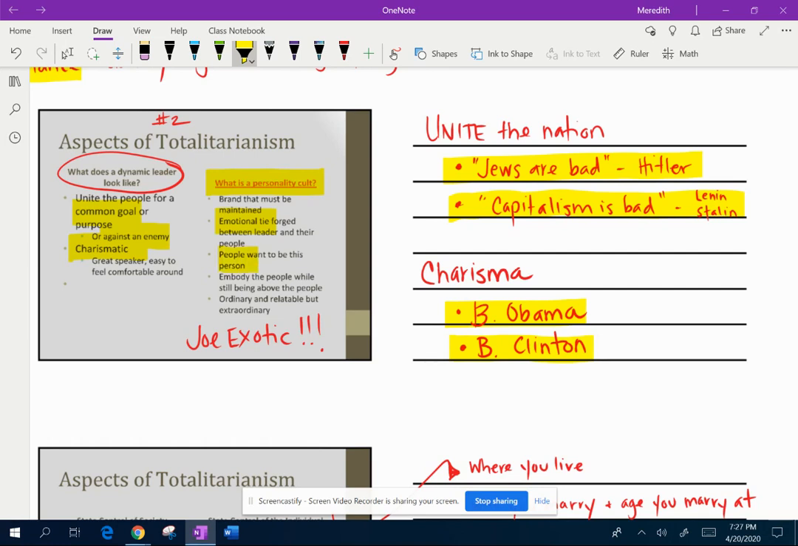And then you want people to want to be you, right? You want everyone to think that your life is super great and amazing. And so everyone wants to grow up to be like you, and you want to be able to be personable while still being extraordinary. So, ordinary and relatable, but extraordinary.